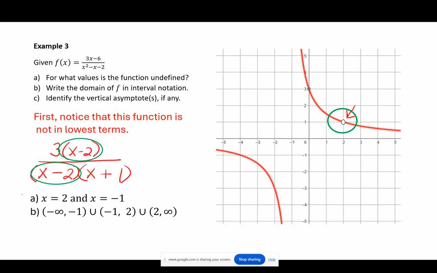And then part C, what is the vertical asymptote? And as I said before, we can only look at the function when it's in lowest terms, and that would mean canceling the x minus 2's, and all we're left with as a 0 for the denominator is x plus 1, which has a 0 of -1. So that is the only vertical asymptote.